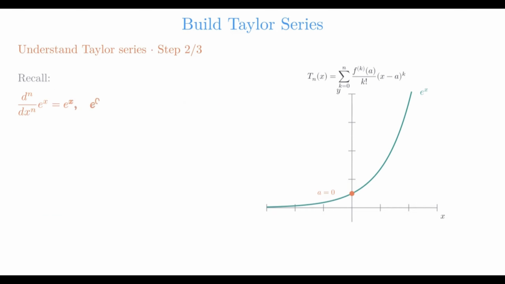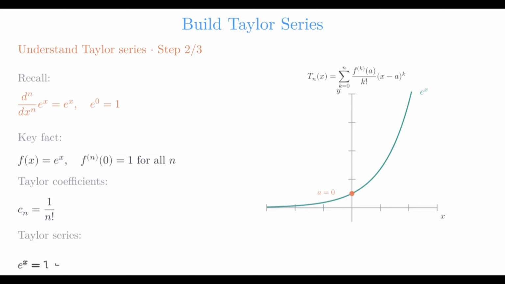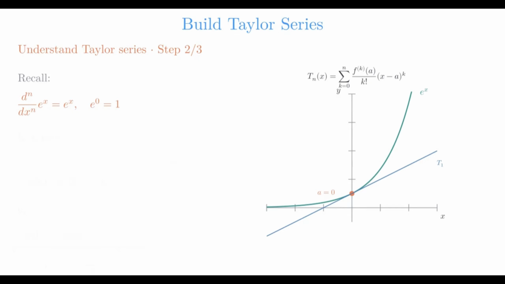Step 2. Every derivative of e to the x is e to the x, and e to the 0 is 1. Since every derivative of e to the x is e to the x, every derivative at 0 equals 1. So each coefficient cn is simply 1 over n factorial. E to the x equals 1 plus x plus x squared over 2 factorial plus x cubed over 3 factorial, and so on forever. The first Taylor polynomial is just 1 plus x, a straight line.